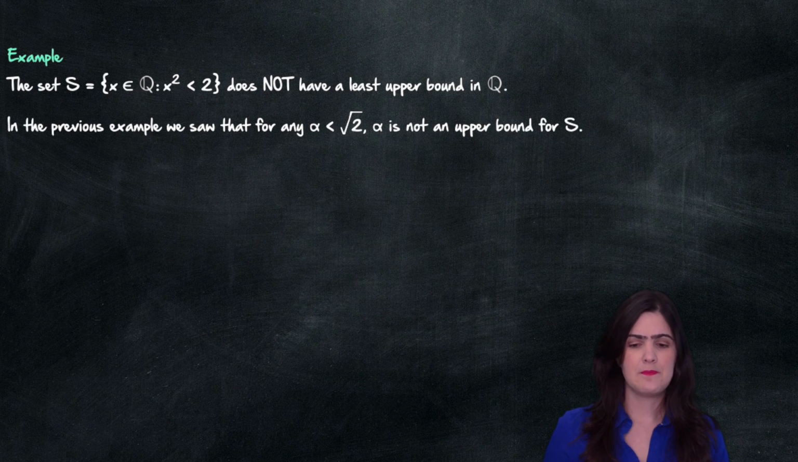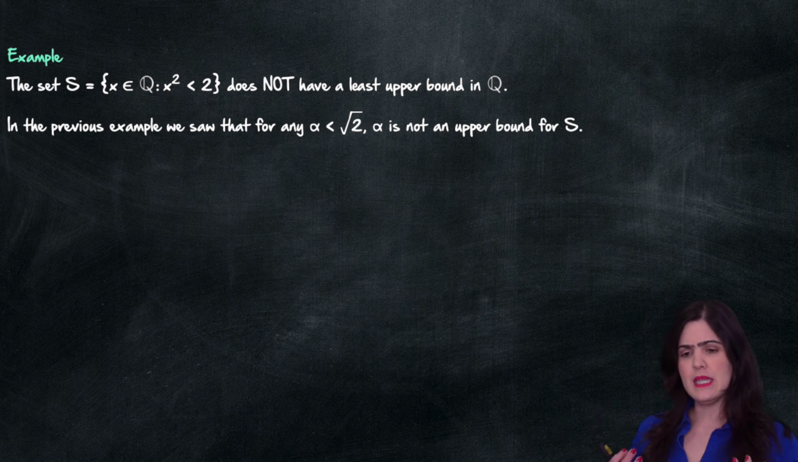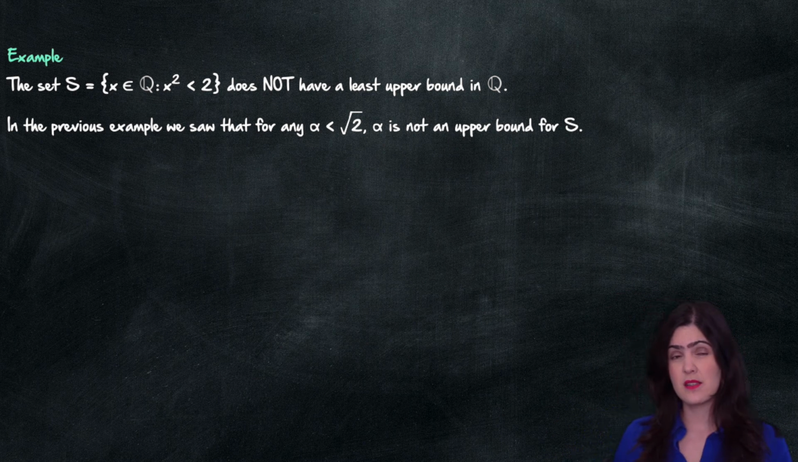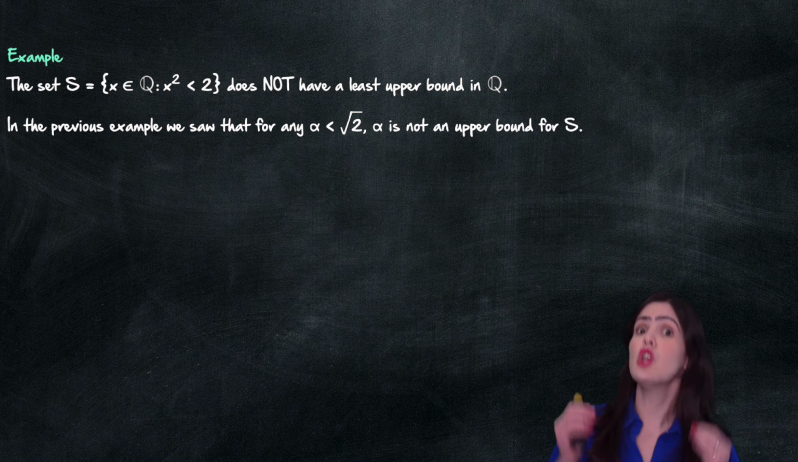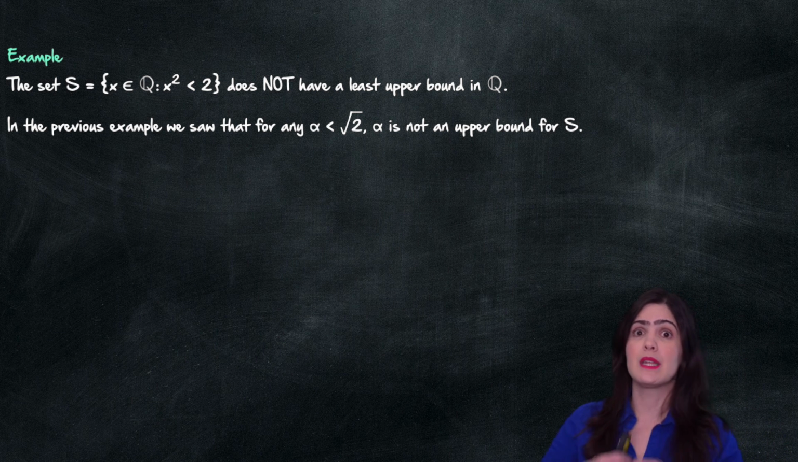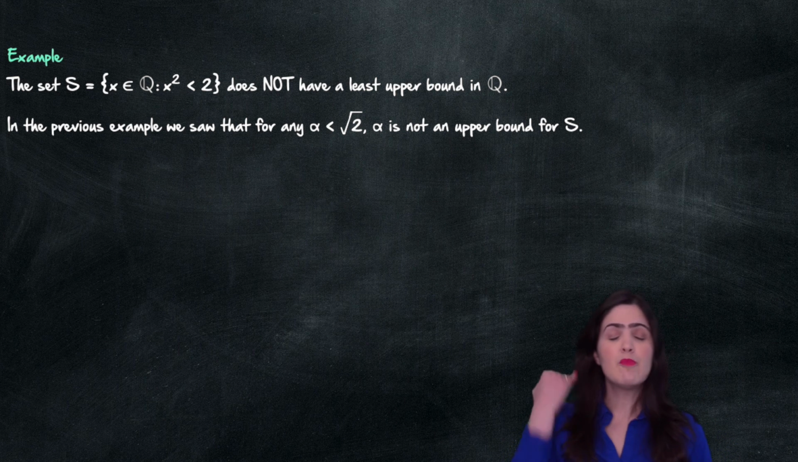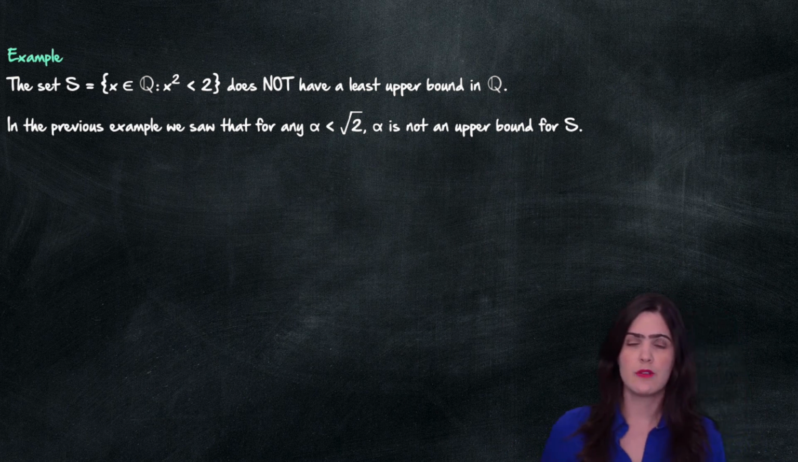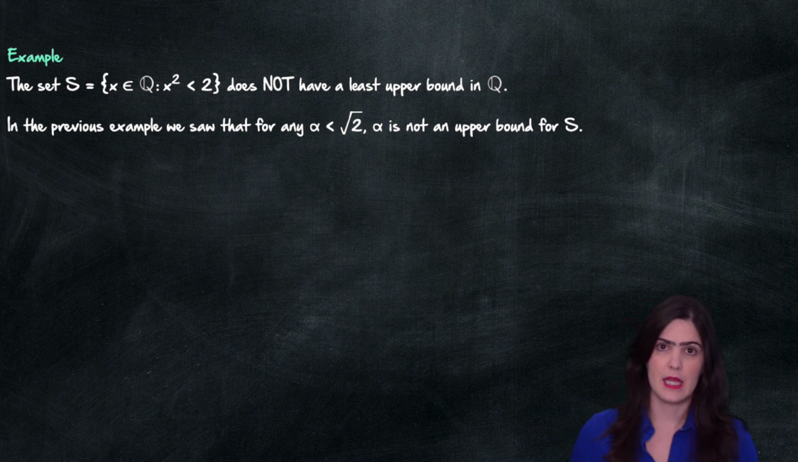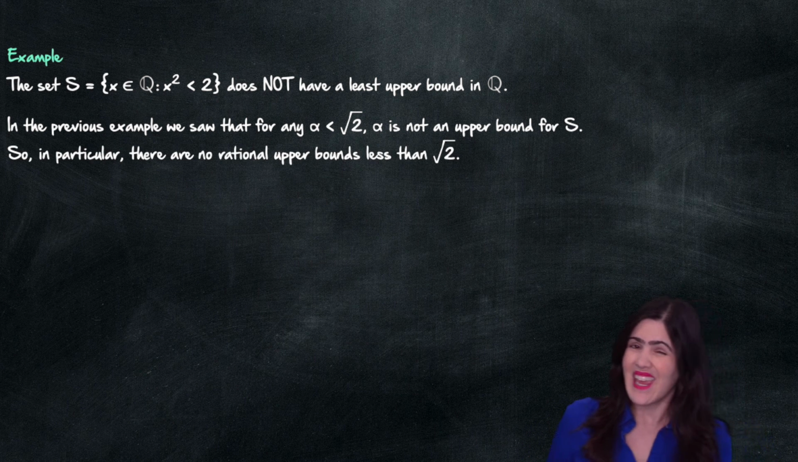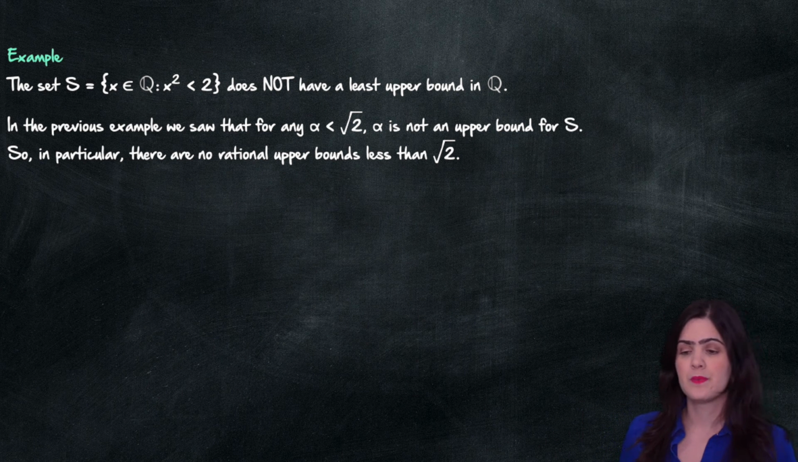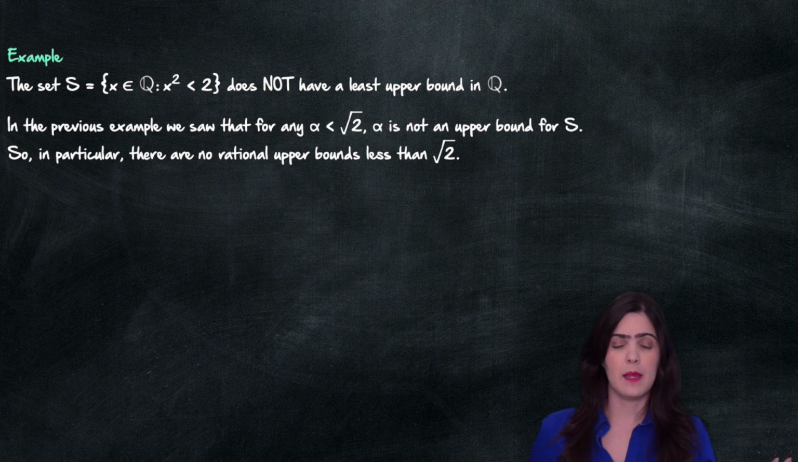Now let's see, how can we see that the set of the rational numbers x such that x squared is less than 2 does not have a least upper bound in Q, in the set of rational numbers? Well, in the previous example, we saw that any number alpha less than the square root of 2 is not an upper bound for the set. So in particular, we cannot find a rational upper bound that is less than the square root of 2. So that is out of the game.